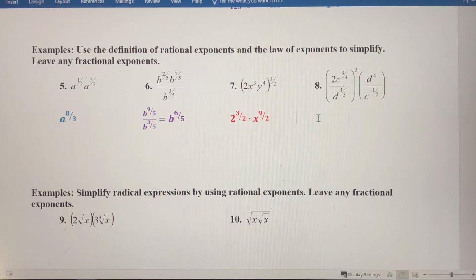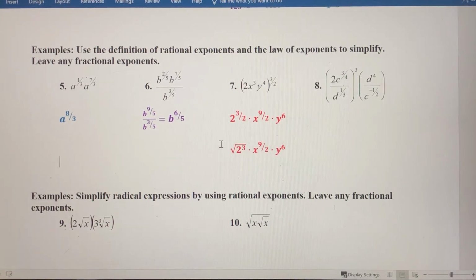I'm going to multiply those exponents. 4 times 3/2 is 6. So y to the 6th. These two are going to stay the same, but because I've got this numeric base here, I can simplify this. I'm going to use my rational exponents to do that. So this is going to be the square root of 2 cubed, and then again, the x stays the same, the y stays the same.